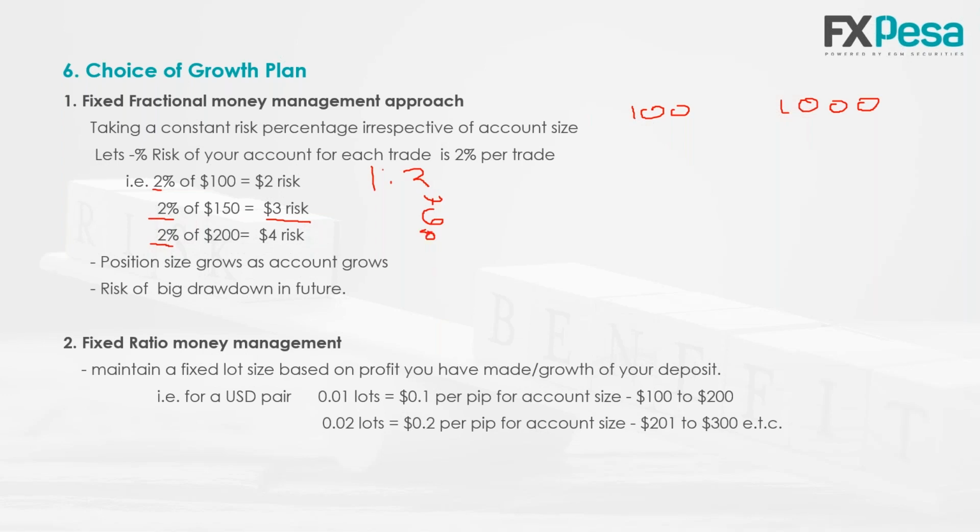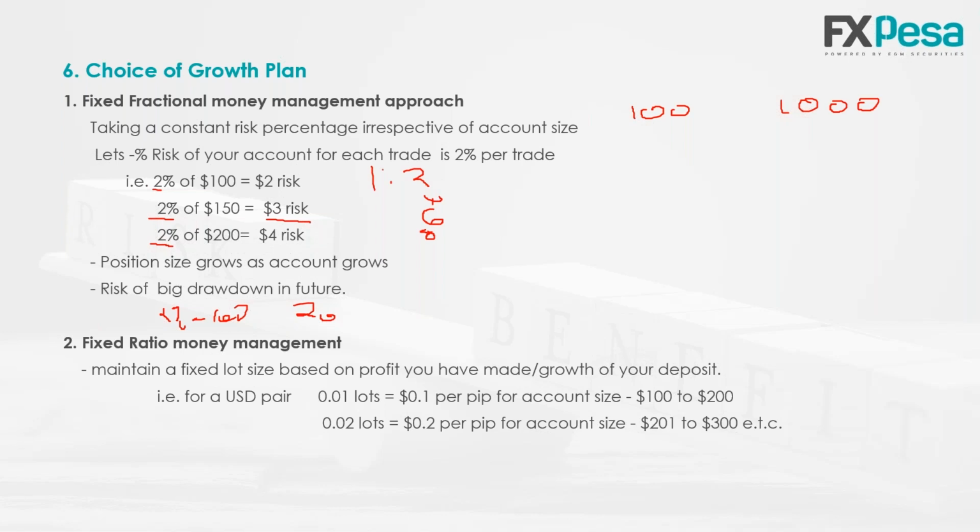So you see that your position size grows as the account grows, but the risk of a big drawdown in the future is there, because if your money grows, then of course you find yourself calculating 2% of 1,000. If you do 2% of 1,000, it's going to give you like 20. If you lose 20, it's a big drawdown. So you have to bear with that as well. There's nothing which is 100% foolproof. Anything has got its own weaknesses all along.